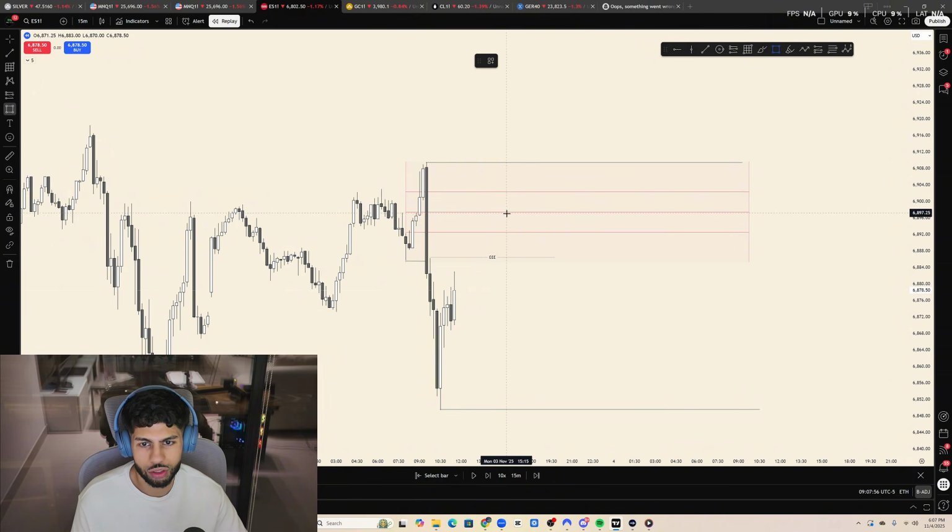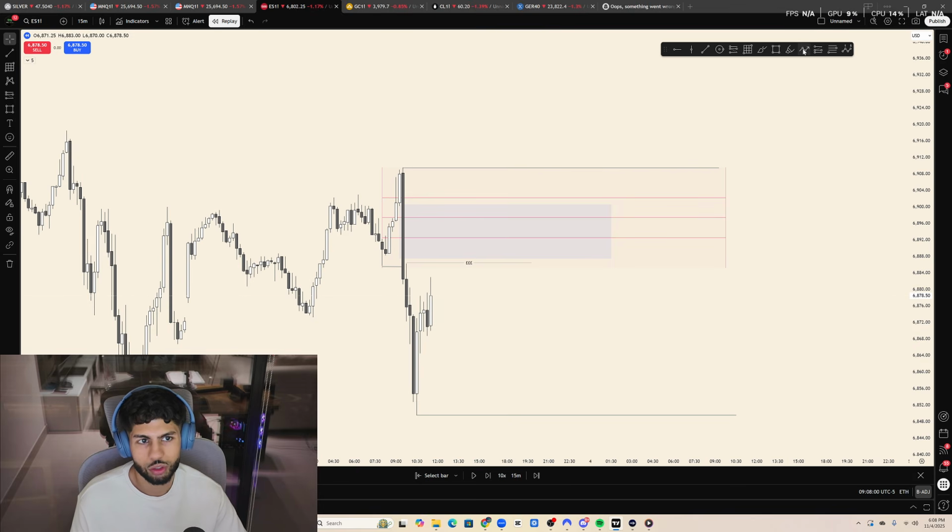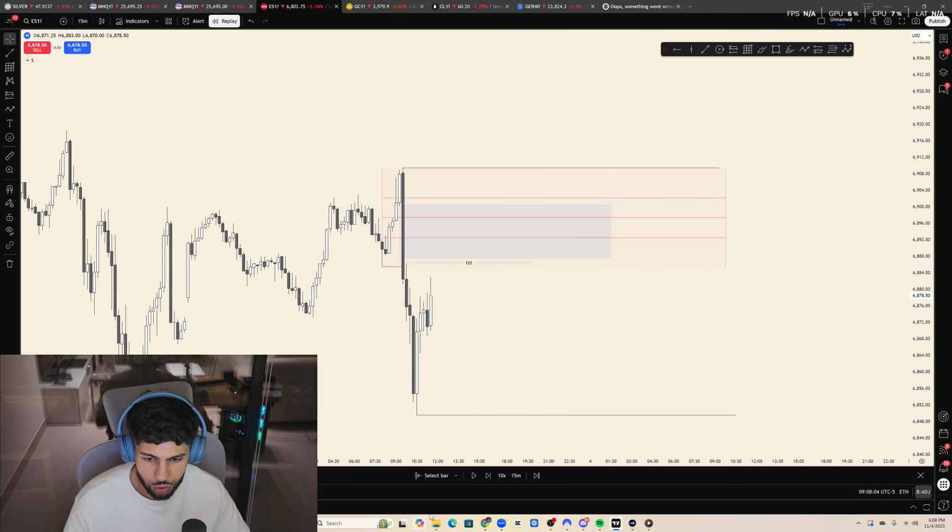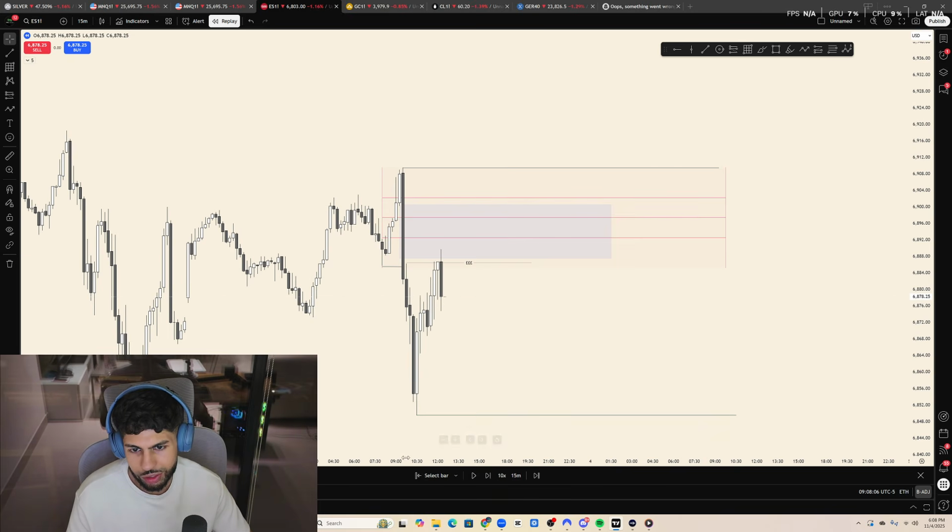Do we have a point of interest? You can see we have this beautiful fair value gap here. So I'm just expecting price to do this and then do this. So let's wait for that. That's my higher time frame done.